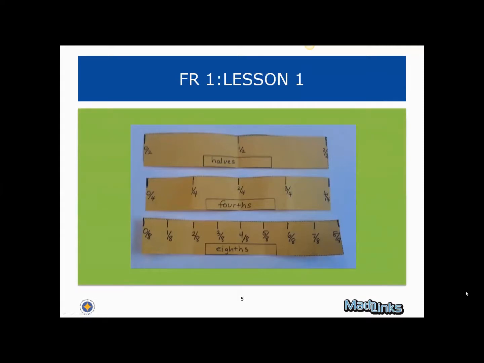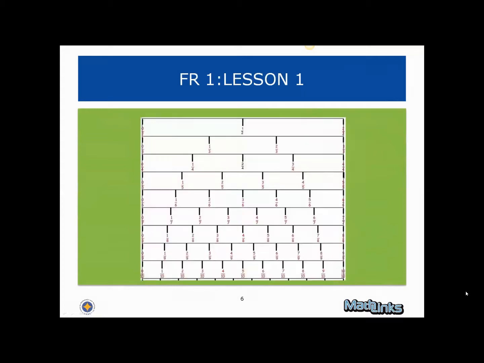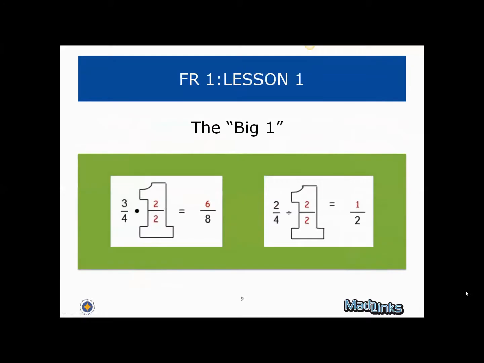Packet 1 focuses on fraction concepts. In Lesson 1, students create fraction strips, which is the basis for making a fraction array. They use this array to compare and order fractions using common denominators, unit fractions, and common numerators, which lays the conceptual foundation to transform to non-visual strategies. Students also explore renaming fractions using the multiplication property of 1, or the big one.